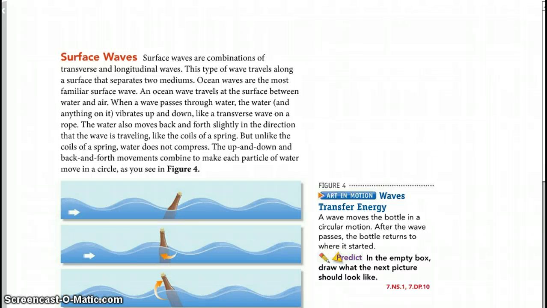When a wave passes through water, the water and anything in it vibrate up and down, like transverse waves on a rope. The water also moves back and forth slightly in the direction that the wave is traveling, like the coils of a spring. But unlike the coils of a spring, water does not compress. The up and down and the back and forth movements combine to make each particle of water move in a circle, as seen in Figure 4.